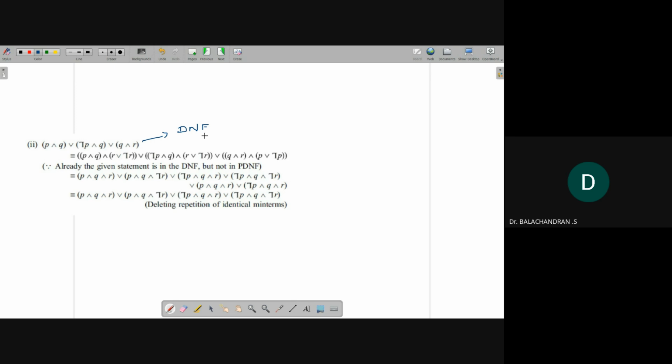So if it is DNF, you need to convert it into PDNF. The idea is that for each element, you should introduce the missing variable. For example, I will write for one element, P and Q, which is equivalent to P and Q and T. What is missing? The R term is missing. So R or negation R.